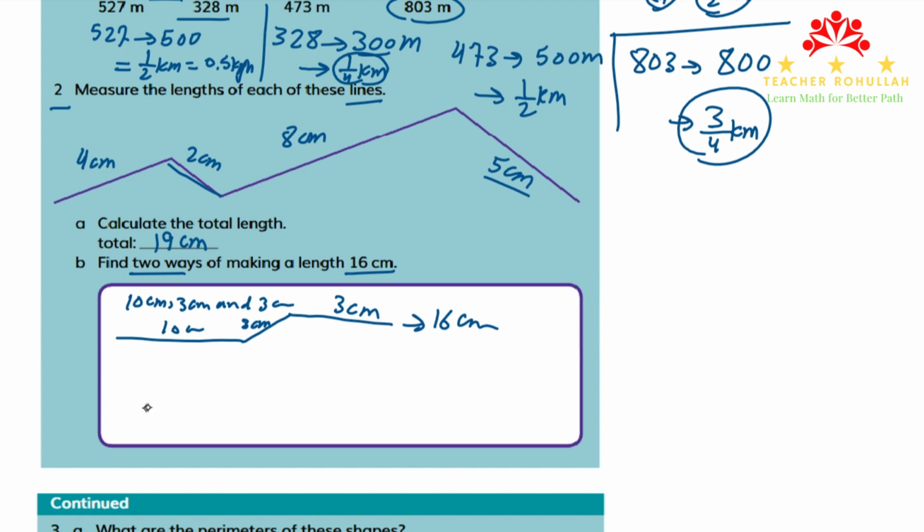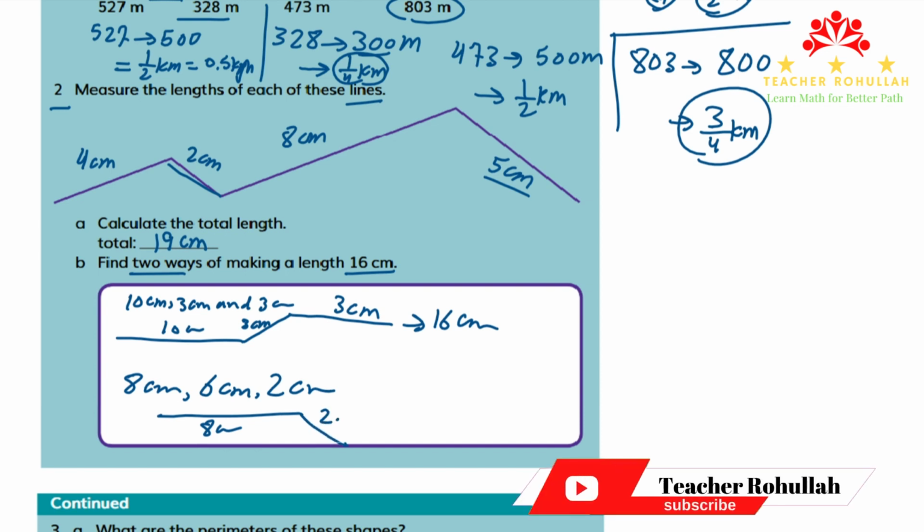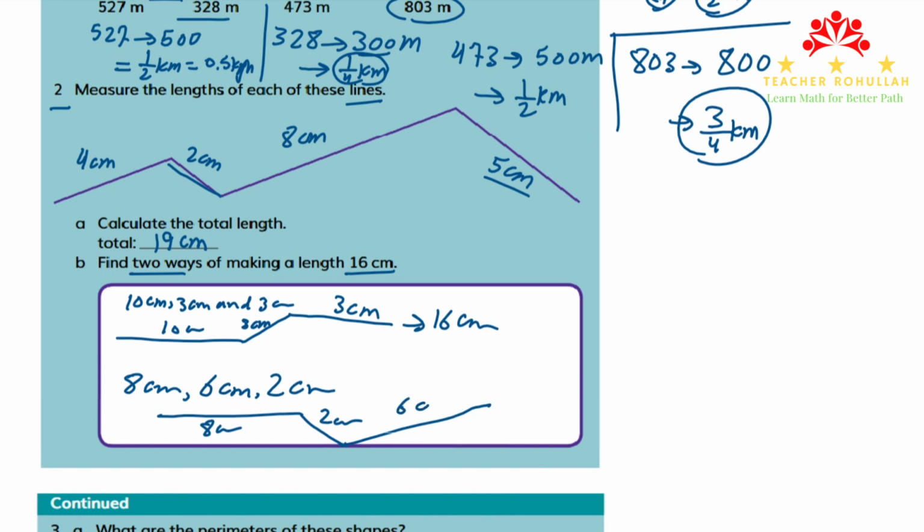The other way that we can find is having 8 centimeter, 6 centimeter, and 2 centimeter. Suppose this one is 8 centimeter, this one is 2 centimeter, and this one here is 6 centimeter. So 2 plus 6 is 8, and 8 plus 8 is 16 centimeter. We could find 16 centimeter in both ways. Let me now scroll down to move to the next part.